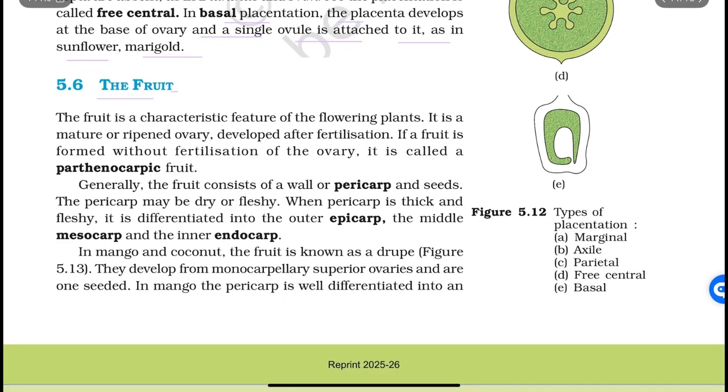The fruit. The fruit is a characteristic feature of flowering plants. It is a mature or ripened ovary developed after fertilization. If a fruit is formed without fertilization of the ovary, it is called a parthenocarpic fruit.